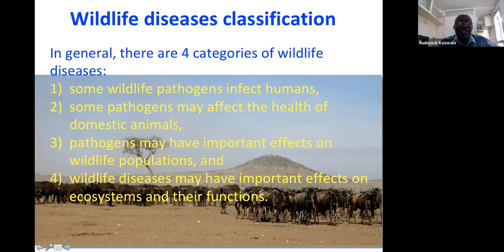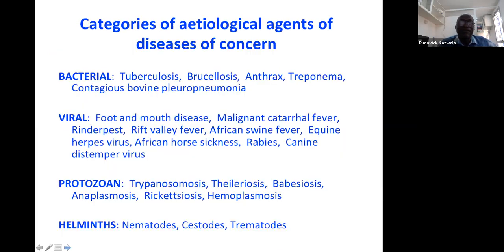Some of them are purely pathogens in the wild, and they go and infect humans. Some are pathogens affecting the domestic animals from wildlife. Some of them might have importance only on the wildlife populations, but some wild diseases have an effect on the ecosystem and the functions of the animals in the ecosystems. There are a number of diseases which we have encountered in our country, from wildlife to domestic animals and humans. I'll be discussing some of those which are mentioned here in various ways.